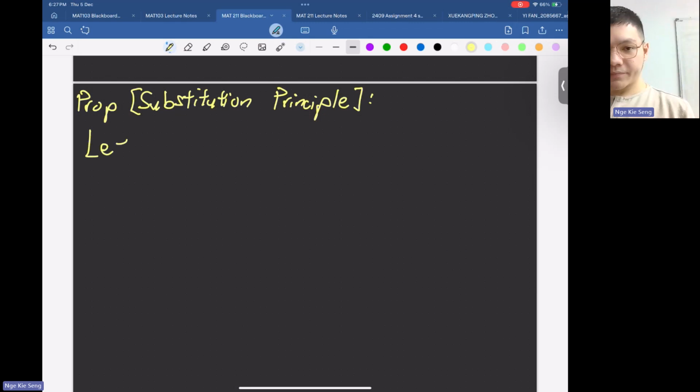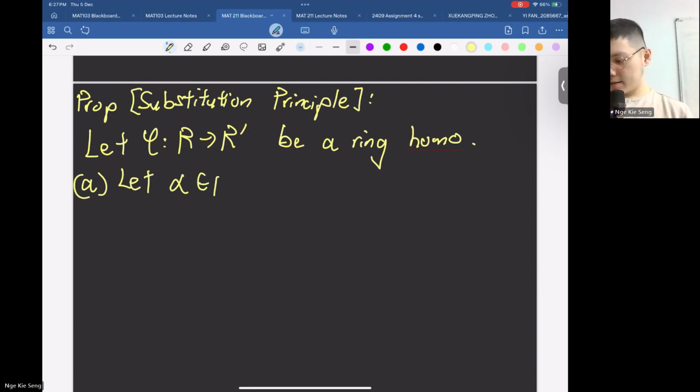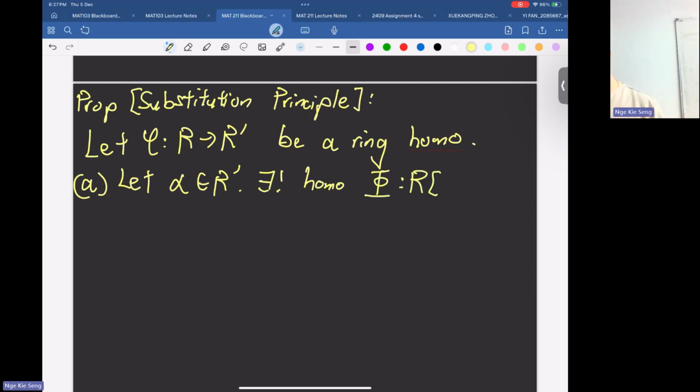So let phi be a ring homomorphism, and let alpha be an element in your codomain, R prime. Then there exists a unique homomorphism, capital Phi, from the polynomial ring R[x] to R prime here.